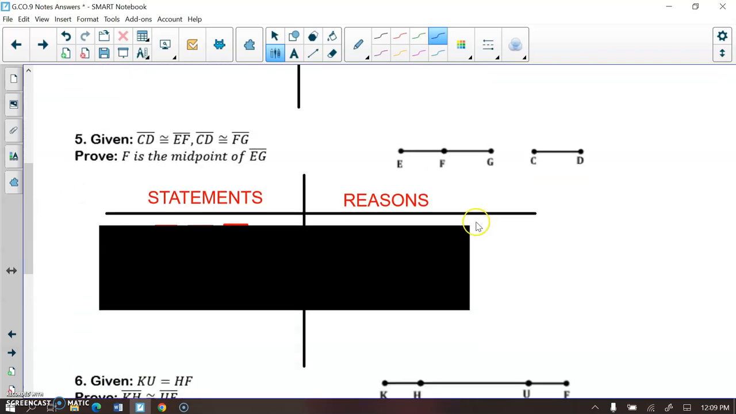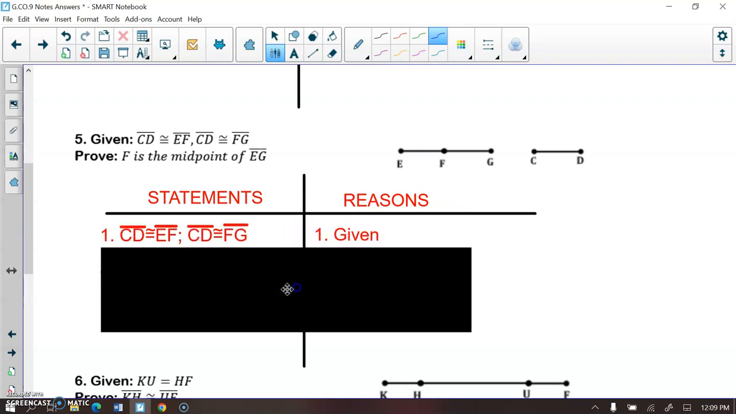All right, looking at number 5, we're going to write down our given, and let's mark our figure. So I have CD congruent to EF and FG. So it makes sense that EF and FG would be congruent. We're going to need to write that. And then if EF and FG are congruent, then that means that F would be the midpoint, because the midpoint cuts a segment into 2 congruent pieces. So let's write this down.